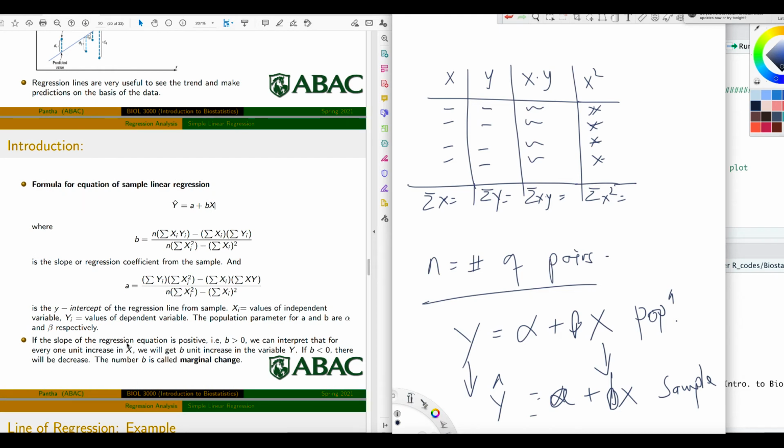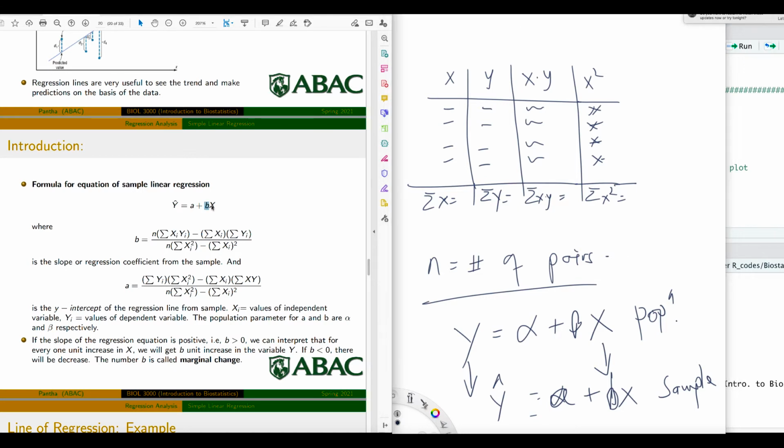If the slope of the regression equation is positive, that is, if the value of B is positive, we can interpret that for every 1 unit increase in X, we will get a B unit increase in Y. Because this is the slope, right? What is the meaning of slope? Slope is the rate of change of Y when you make a unit change in X, right? So similarly here, what does B stand for? If B is positive, there will be an increase. If B is negative, there will be a decrease, right?